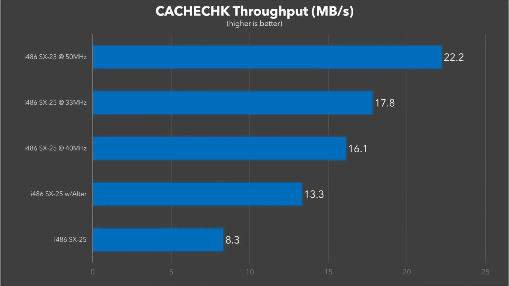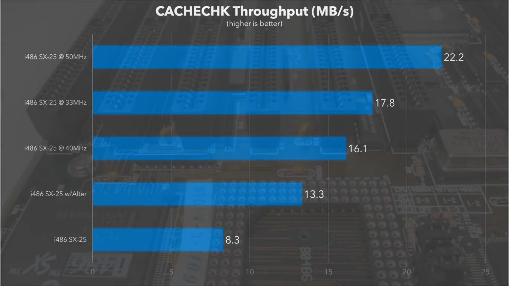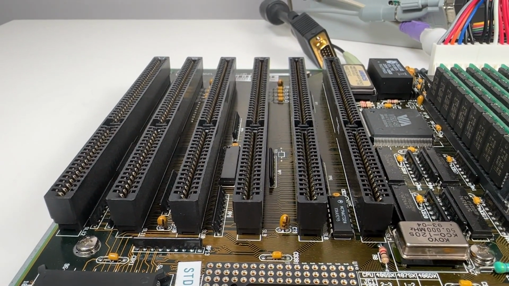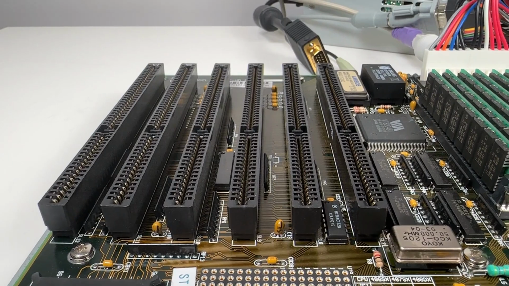Memory throughput's also looking so much better. Without the Ultra RAM, it was a pokey 8.3 megabytes per second, which improved to 13 with it installed. But as the bus speed increased, the throughput went up considerably, all the way up to 22 megabytes per second at a 50 MHz clock. Really nice. A 50 MHz 486 CPU is basically top of the line levels of performance in 1992.